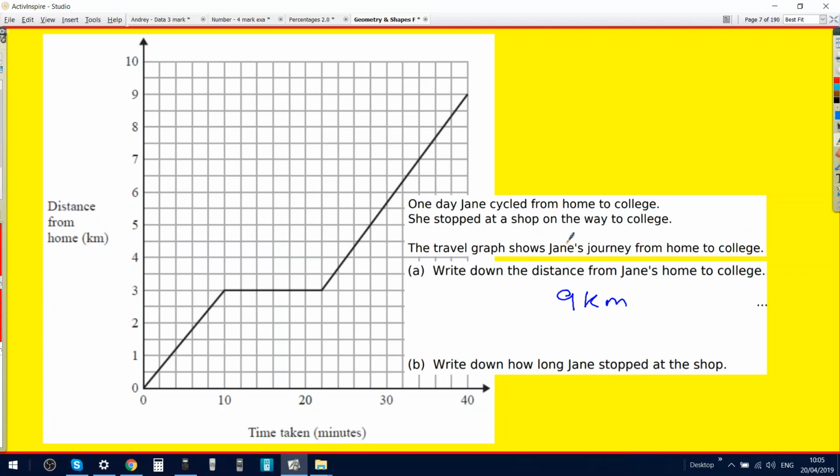So is that stationary line between the two diagonal lines? Yeah, but there's only, if there were 10 squares, it would be 11 minutes, but there's only 5 squares. So is it 12 minutes? So it's 12 minutes, yeah. That's it.